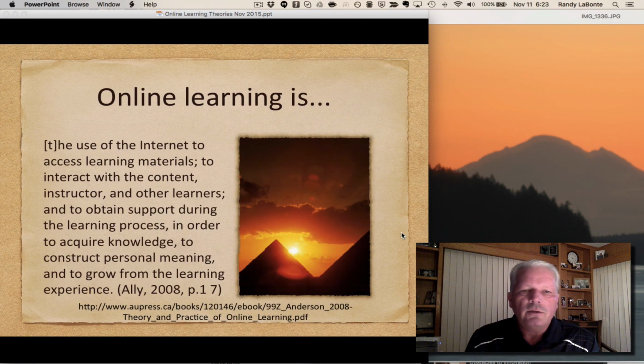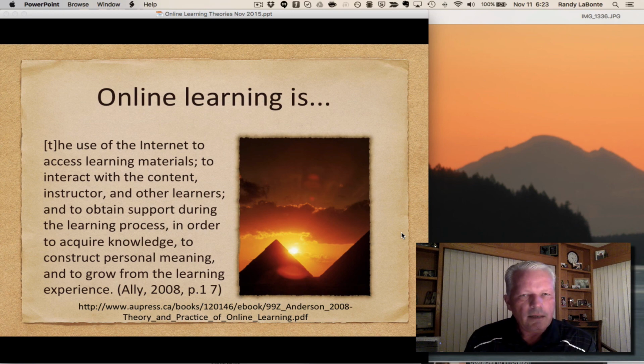And I'm going to bring those back to you in terms of the community of inquiry model when we look at that. So how do we define online learning? Well, I think Muhammad Ali has done that very well with the book in AU Press. So internet, accessing materials, interactive content, instructors, learners. Gee, that sounds like Dewey. Moore. Obtain support during the process, acquire knowledge, construct meaning, etc. So it's a very high-flying kind of definition.